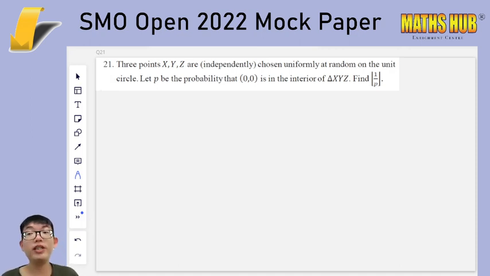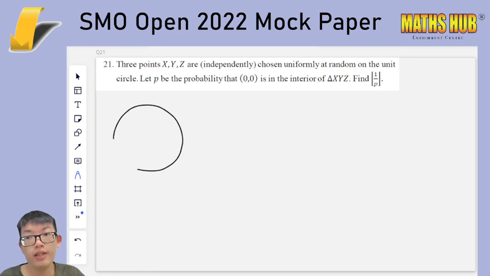Okay, question 21. 3 points are chosen at random on the unit circle. What's the probability that the origin is in the triangle determined by these 3 points? Now, this problem here is actually something that I've known for a while, and there is a pretty standard solution, which is also quite intuitive.